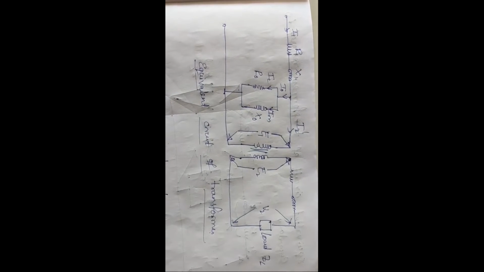So when the load is connected, your I2 will be flowing in the secondary side. Okay, so that I2 will cause some drops due to resistances and reactances R2 and X2. Okay, so now we will see the simple equivalent circuit of the transformer. Okay, I hope everyone will see this one.